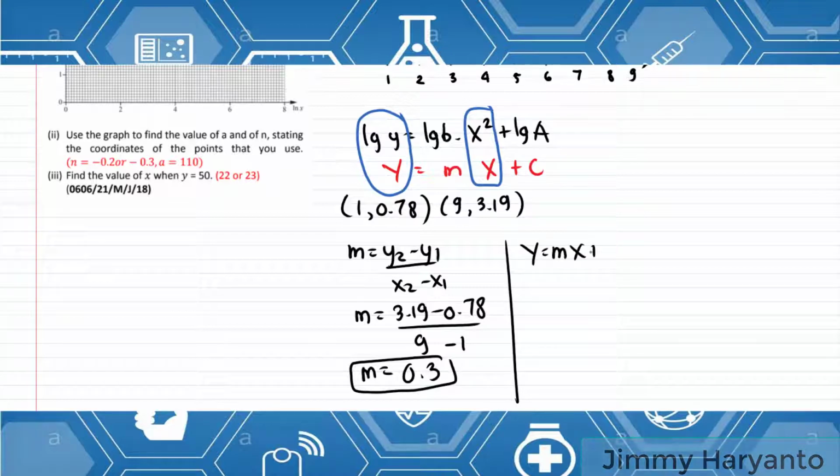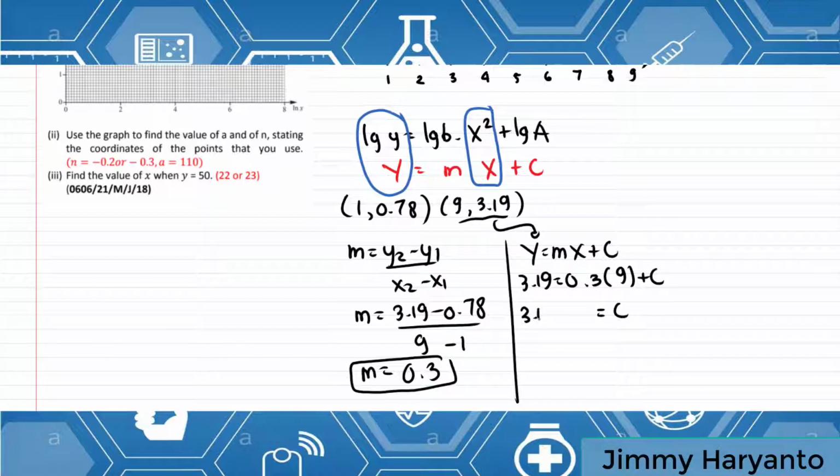Now I have to find the c. Y equals mx plus c. I will use this one. Okay, 3.19 equals m is 0.3, and then x is 9, and then plus c. I will get c equals 3.19 minus 2.7. C equals 0.49. Okay, it's correct. So I have y equals mx plus c now.